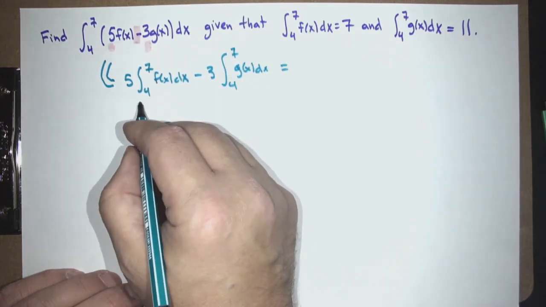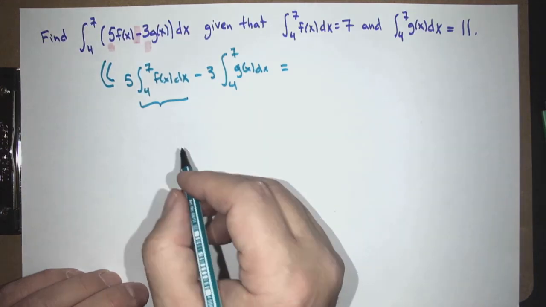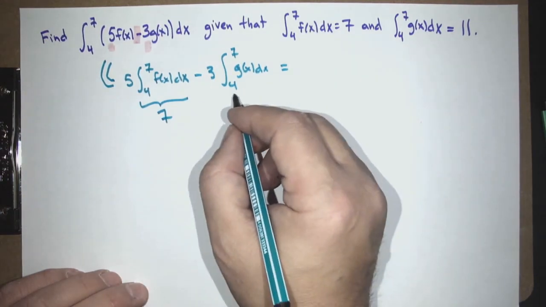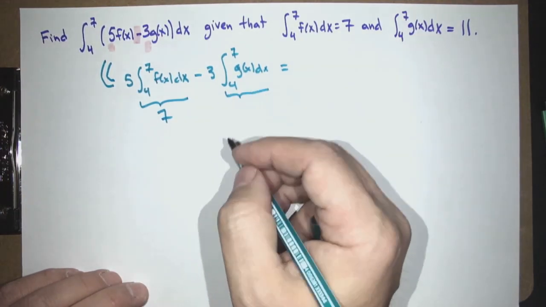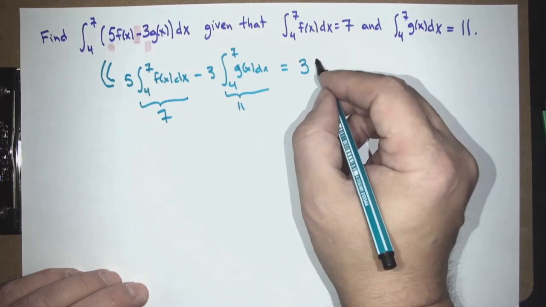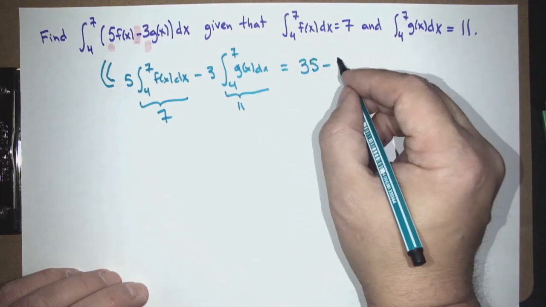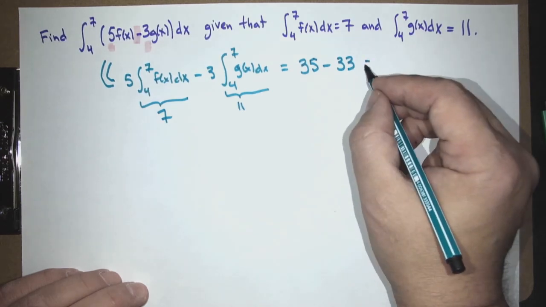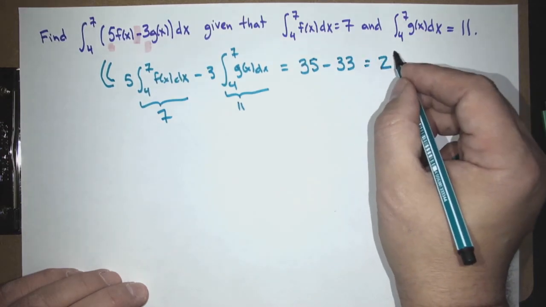Well, do we know what the first one is? Yes. What is it? 7. Do we know what the second one is? 11. So what do we get? 35. Subtract 33, which is 2.